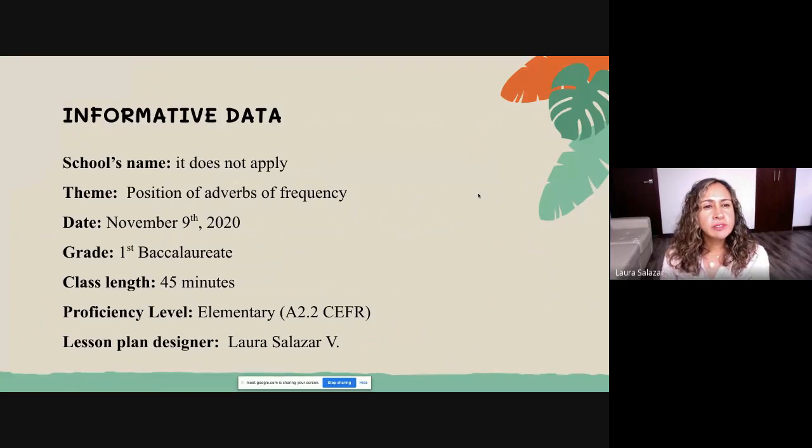In the informative data, the school name does not apply. The theme for this lesson: position of adverbs of frequency. The date: November 9, 2020. The grade: first baccalaureate. Class length: 45 minutes. Proficiency level: elementary A2.2, CEFR. The lesson plan designer: Laura Salazar, that is me.